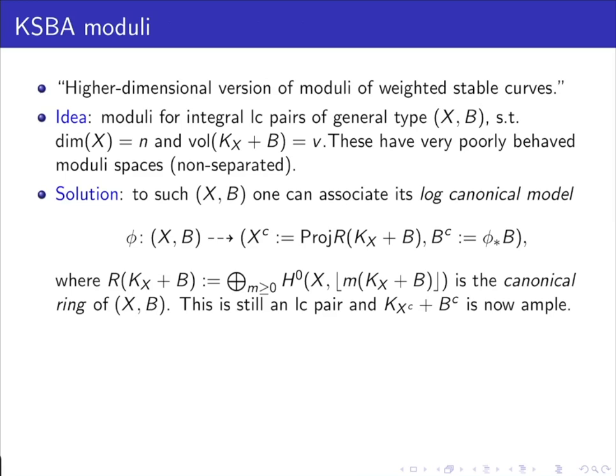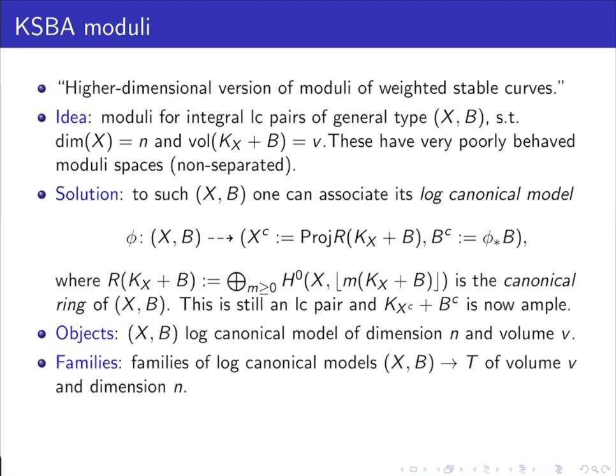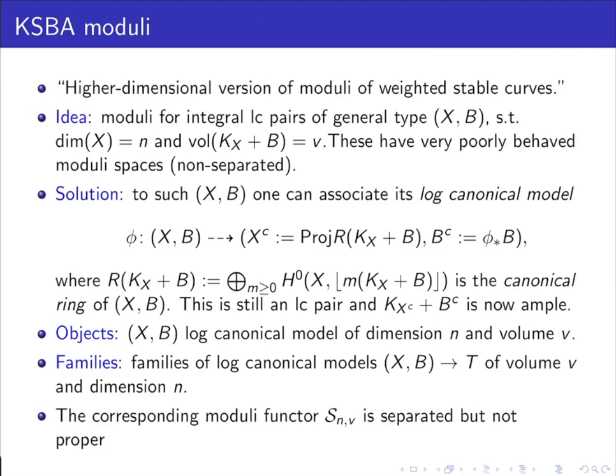One should really consider this because the main difference with the moduli of curves is that in dimension greater or equal than 2, birational and biregular equivalence do not coincide. So you should take these as the best distinguished representative of a birational equivalence class, and you want to parameterize those. So you say, let's take the objects (X, B) to be log canonical models of dimension n and volume V, and as families we take families of log canonical models in the sense introduced in the notation. And things are better now. The moduli functor turns out to be separated, but it's no longer proper.